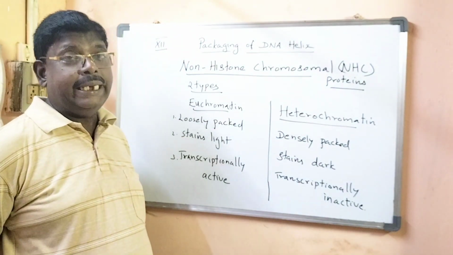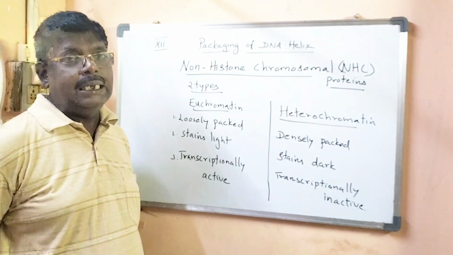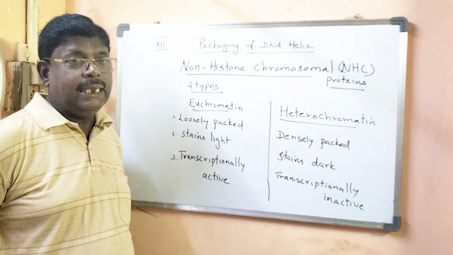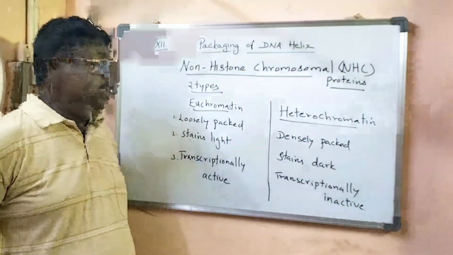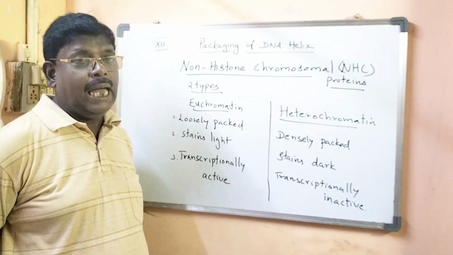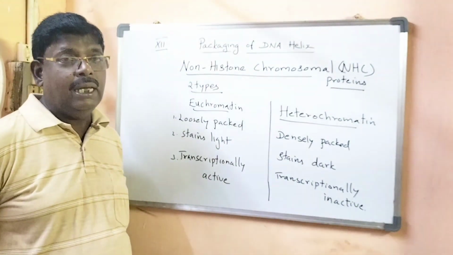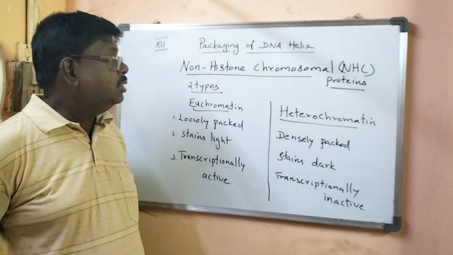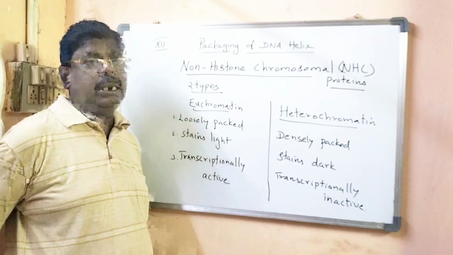Euchromatin stains light, as it does not accept the stain that much. Heterochromatin stains dark, as it accepts more stain. Euchromatin is transcriptionally very active, and heterochromatin is inactive. So that's the difference between euchromatin and heterochromatin.